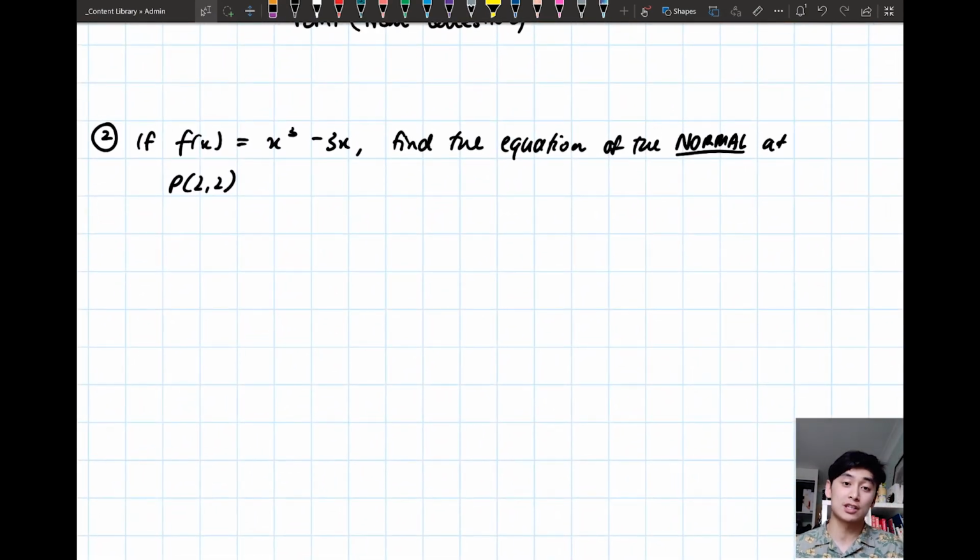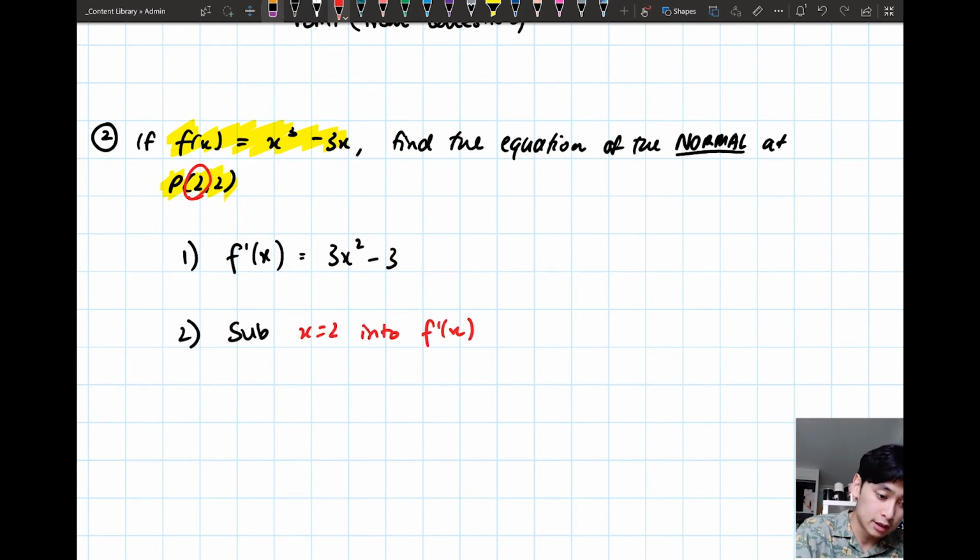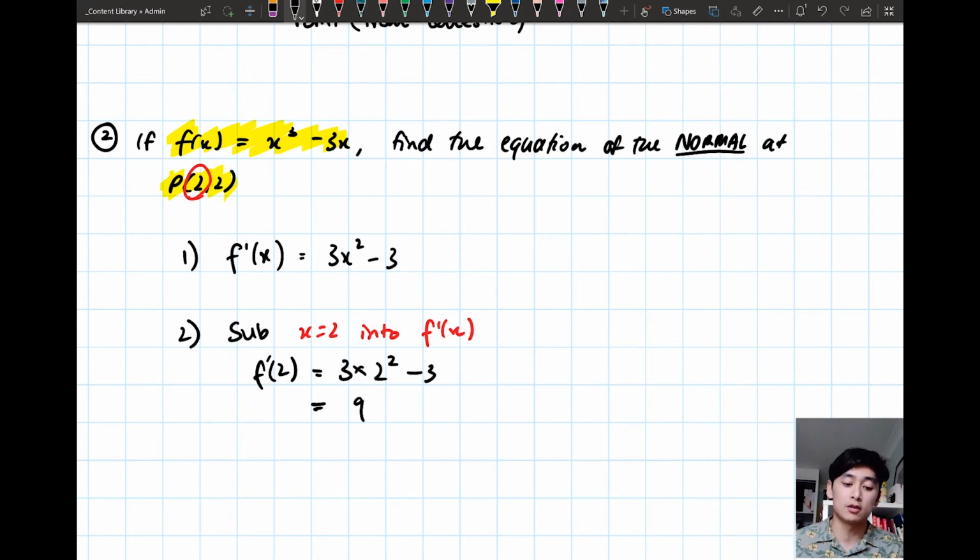If f(x) = x³ - 3x, find the equation of the normal at P = (2, 2). Once again, I'm going to do the exact same thing. We've got my function here. First step is I'm going to differentiate it. So step 1, differentiate: f'(x), and we already found this. This was 3x² - 3. Second step is then I need to sub in the x value of my point. My point was (2, 2), and once again I just need to sub x = 2 into my function f'(x). So f'(2) is just going to be 3 times 2² - 3, and that gave me 9 from the previous question.